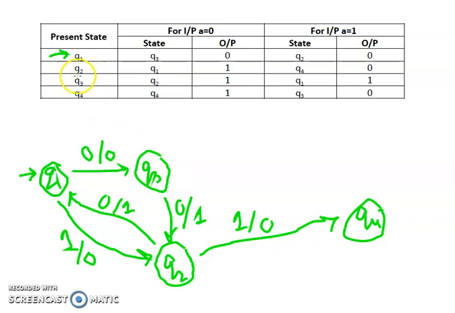Now when we are on the state Q3 and reading the input symbol 1, we will move to state Q1 and the output will be 1 again.